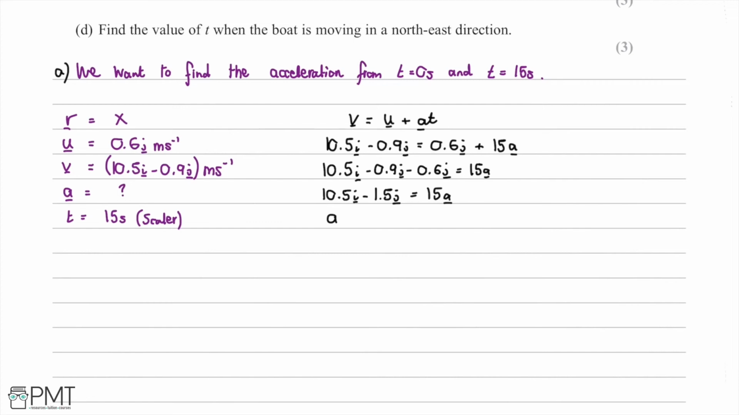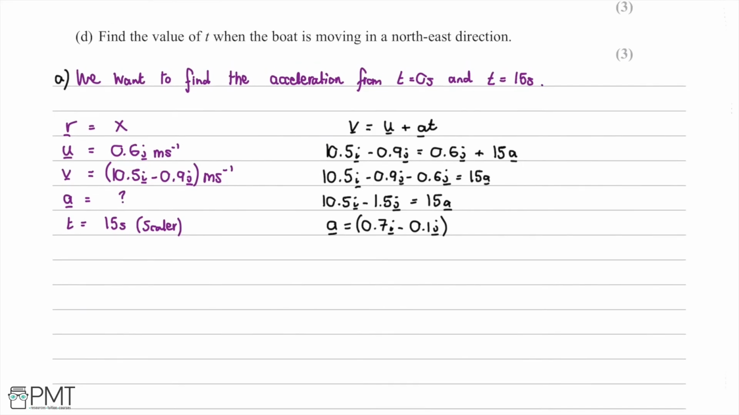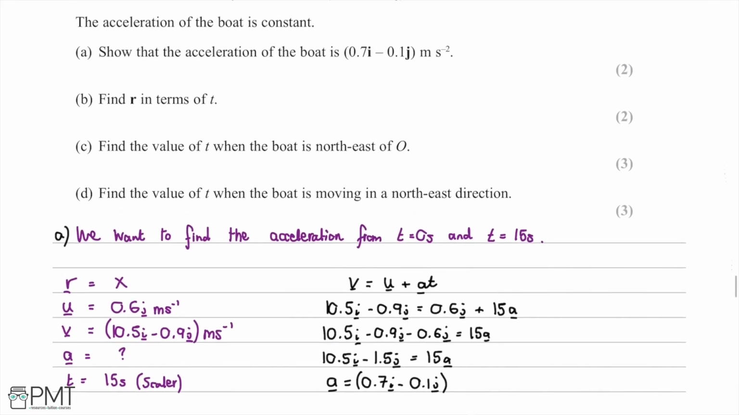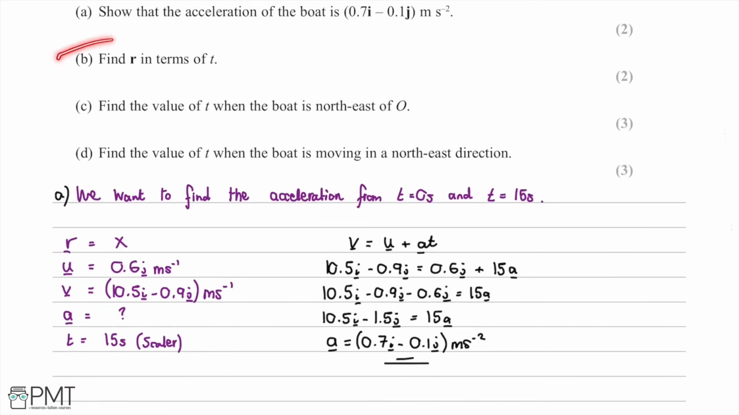So then all that's left for us to do is to divide both sides by 15, and we have that 10.5 divided by 15 is going to be 0.7, and that is in terms of i, and then we take away 1.5 over 15, which is equal to 0.1, and that's in terms of j. And therefore we have completed this question, and we have shown the required acceleration value. We look back at the question, 0.7i minus 0.1j, in meters per second squared. So then in part B of this question, we're asked to find r in terms of t.